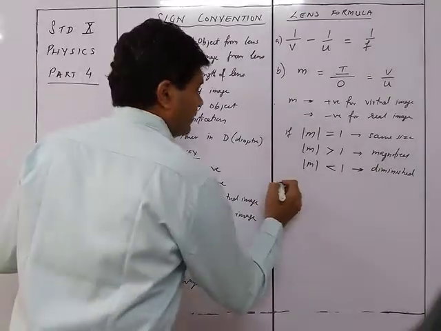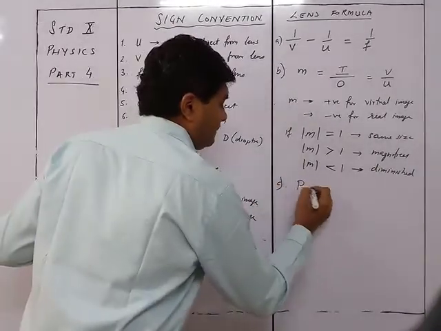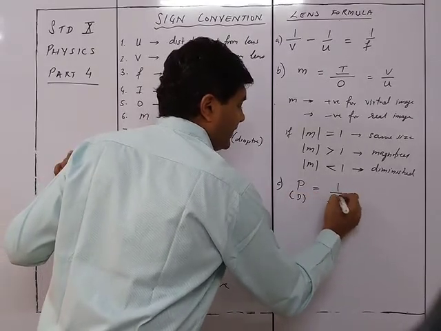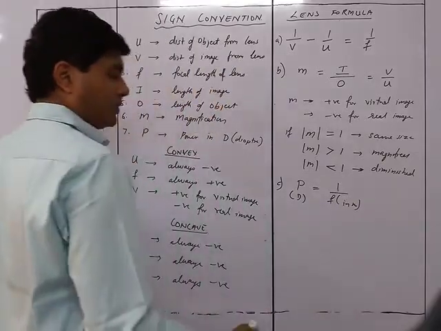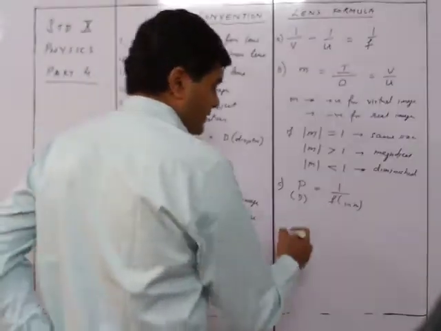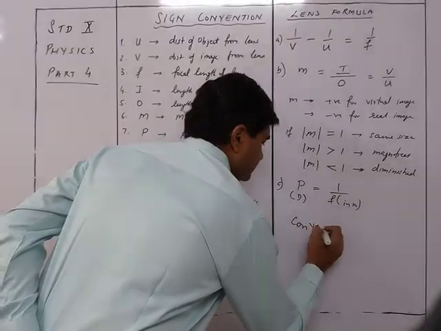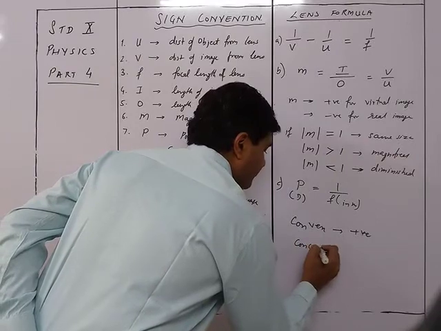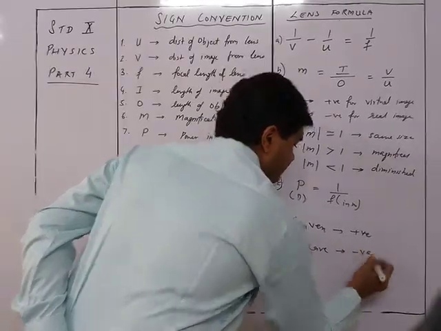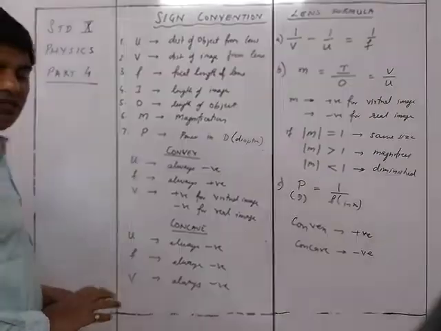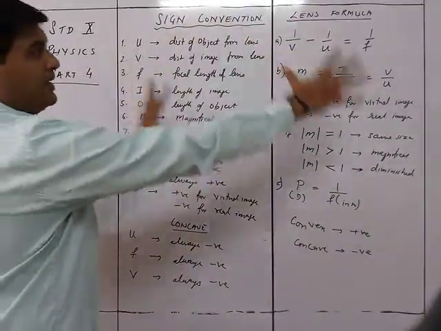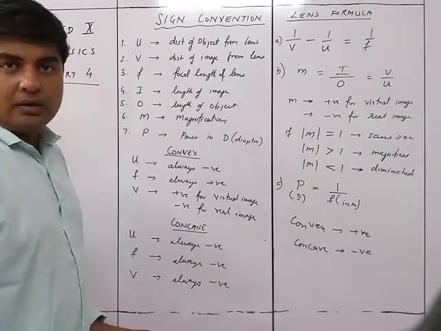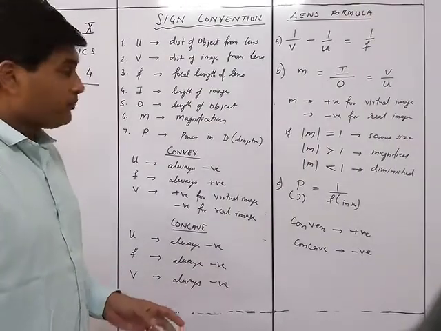The next is power P in diopter, which is equal to 1 upon F in meters. In power, convex is positive, concave is negative. So in a way, I can say that this is the summary of this particular chapter. You learn this by heart, and automatically numericals will be very easy.